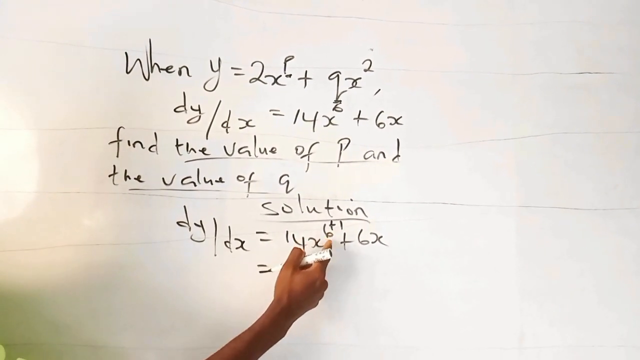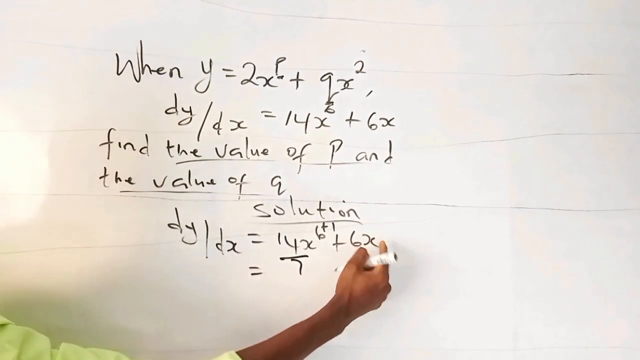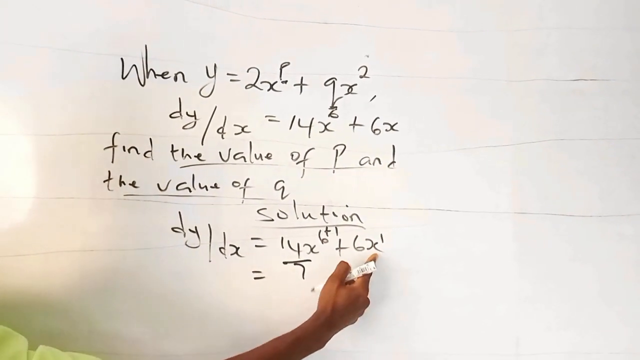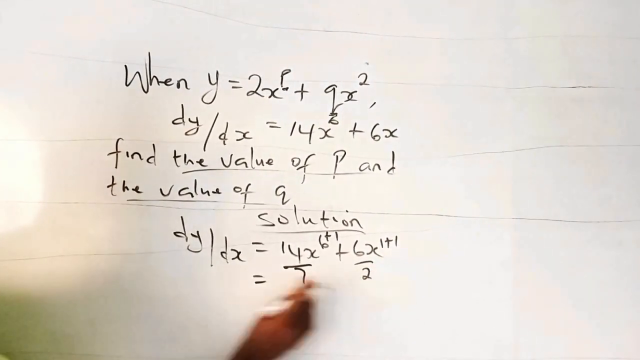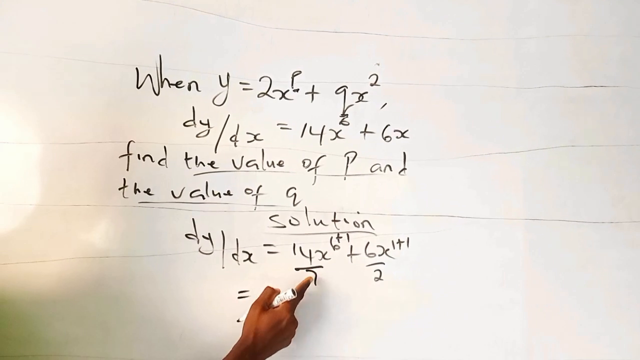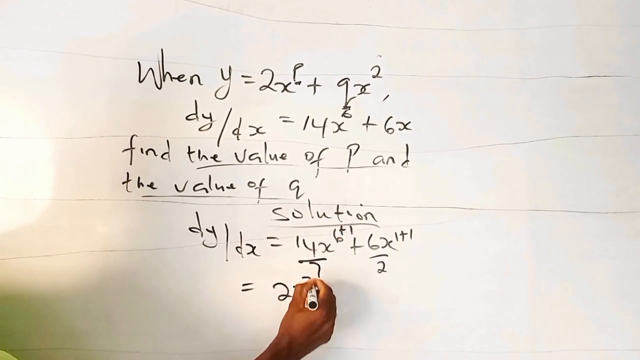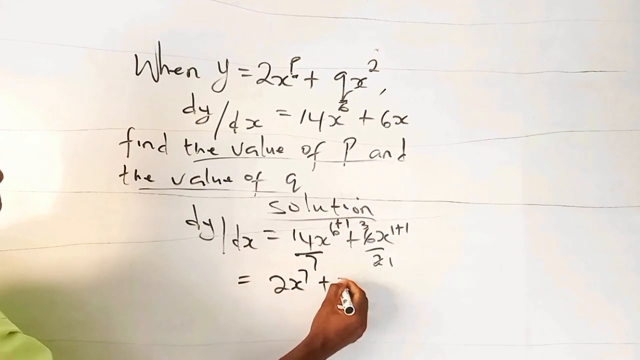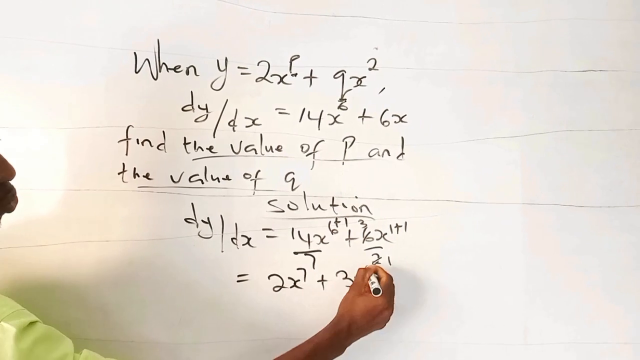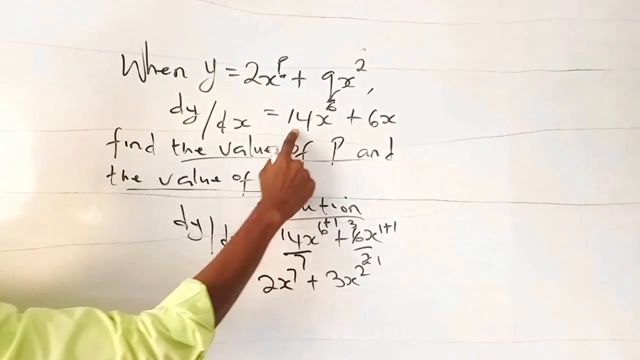and dividing the coefficients by what we have. So 6 plus 1 is 7, so we divide this by 7. And for this, we have an invisible 1 here, so add 1 to it: 1 plus 1 is 2. Divide this by 2. So the function now gives us 14 divided by 7 is 2x raised to the power 6 plus 1, which is 7, plus 6 divided by 2 is 3x, with 1 plus 1 is 2. So we have the original function that was differentiated to get this.